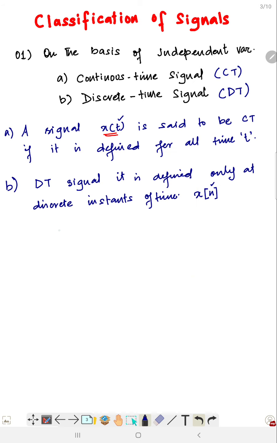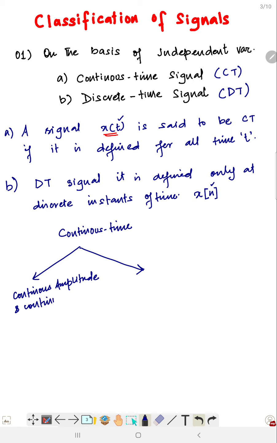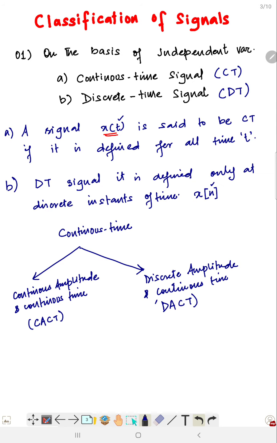So if I have a continuous time signal, it can be of two types. First one will be that the dependent variable is also continuous. So it will be continuous amplitude and continuous time. We may call it CACT. And the second one will have a discrete amplitude and continuous time, what we can call discrete amplitude, continuous time.